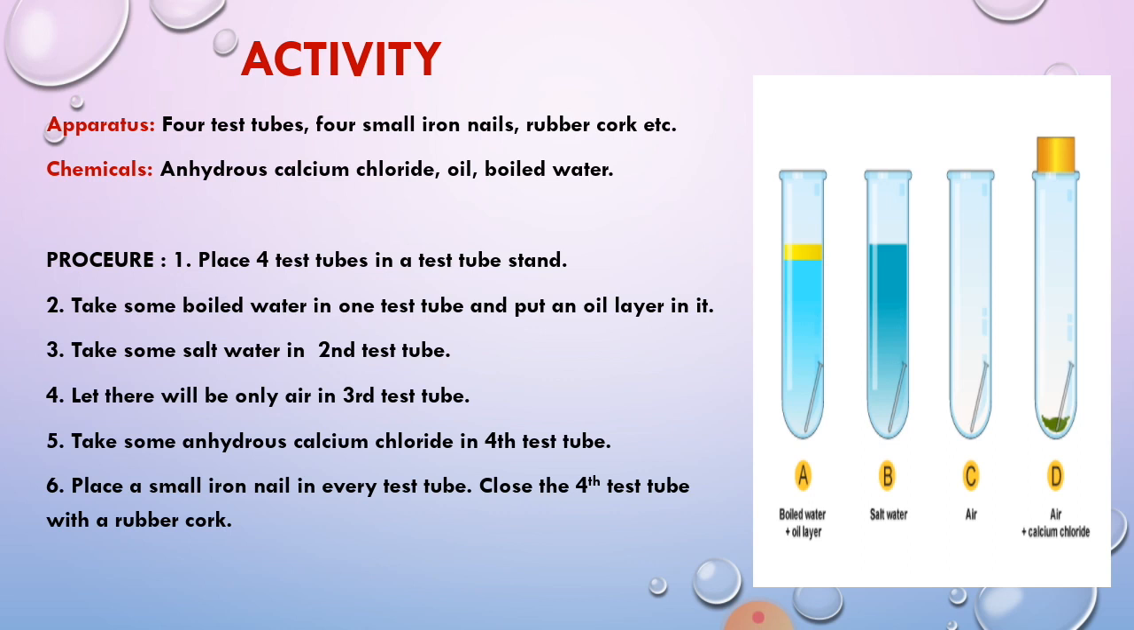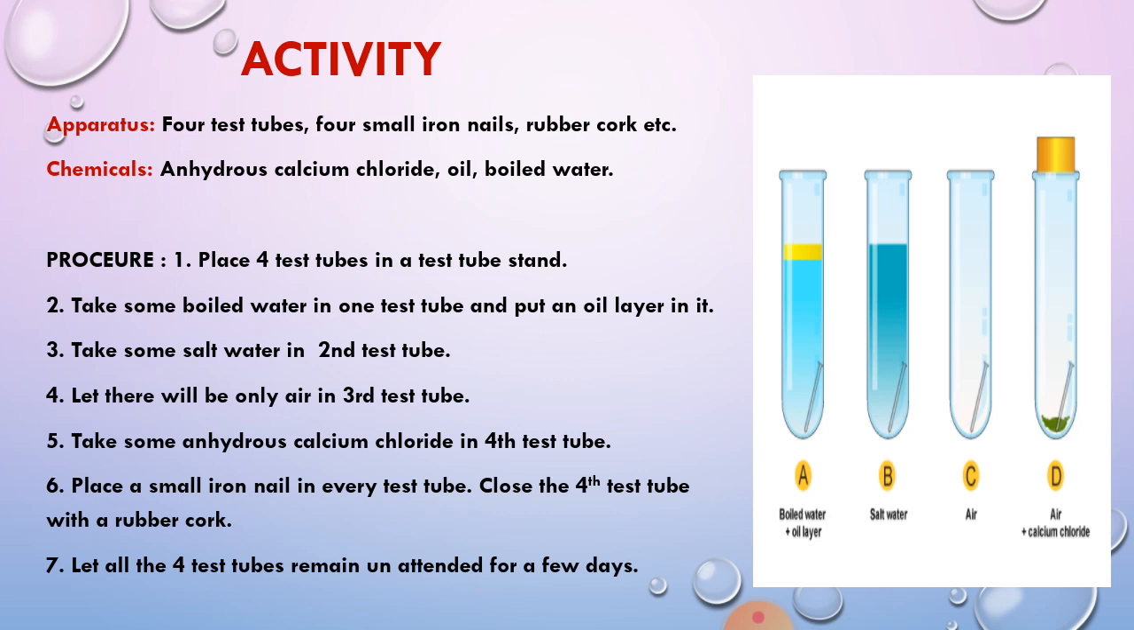Place a small iron nail in every test tube. In each and every one of the 4 test tubes we have to add a small iron nail. And we have to attach a rubber cork to the 4th test tube. Now let all the 4 test tubes remain unattended for a few days. We don't have to touch the test tubes for a few days.